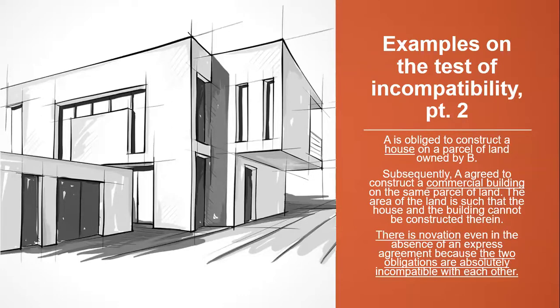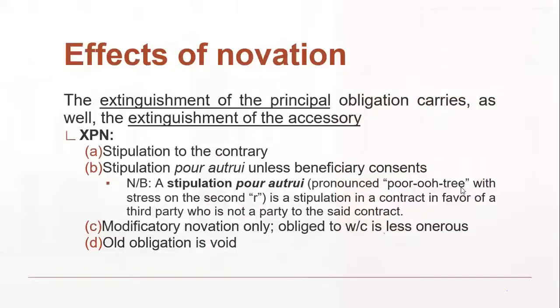And considering the stark difference between a residential unit, a residential building or house, and a commercial building, hindi sila talaga compatible. There is total incompatibility and therefore there is novation. The old obligation to construct a house is considered extinguished and in its place is the new obligation to construct a commercial building. Now, what are the effects of novation?